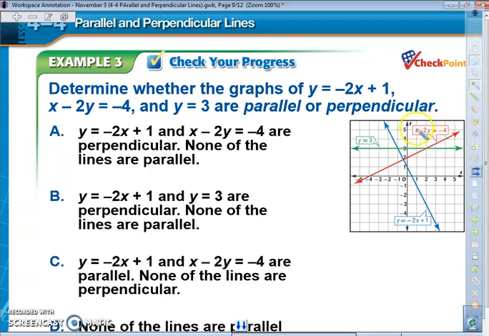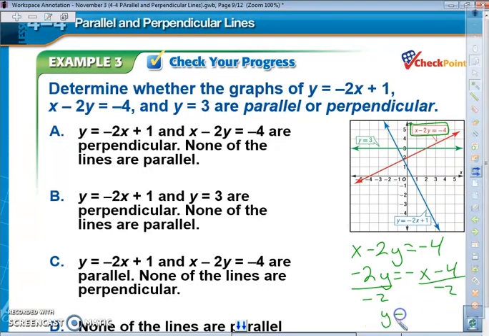The only way that I can solve that is by figuring out what this one is in y equals mx plus b. So let's go x minus 2y equals negative 4. I'm going to subtract x from both sides. Negative 2y equals negative x minus 4. Divide by negative 2, divide by negative 2. Y equals 1/2 x plus 2. And you can check and see if you got it right. It crosses at 2, 1 up, 2 over, 1 up, 2 over, like that. Now, is 1/2 the negative reciprocal of negative 2? And it absolutely is. So those two lines, negative 2x plus 1 and x minus 2y, are perpendicular right there.